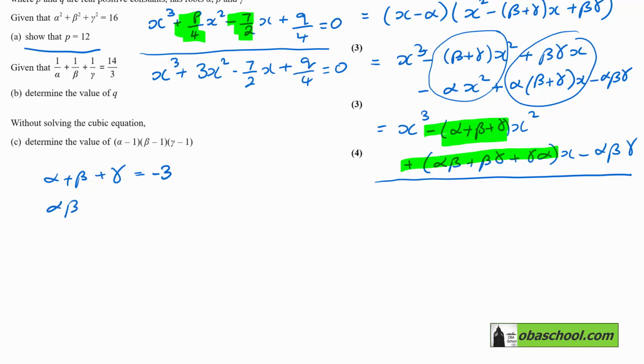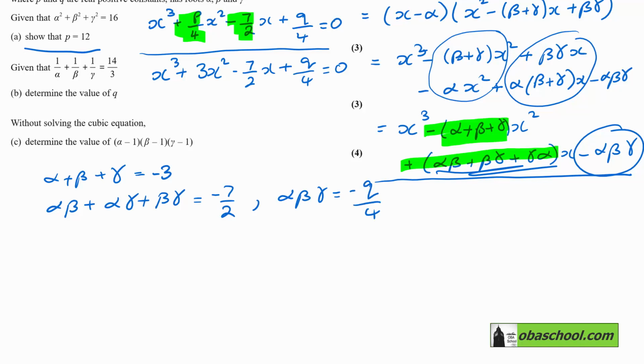We also know that alpha beta plus alpha gamma plus beta gamma, which is the same as this bit, is going to be equal to negative 7 over 2. And finally, the last one here, we know that alpha beta gamma is negative q over 4. Negative because this one's negative, this one's positive, so they have to be opposite. Okay, now let's go ahead and use this. So we're doing part B of the question.